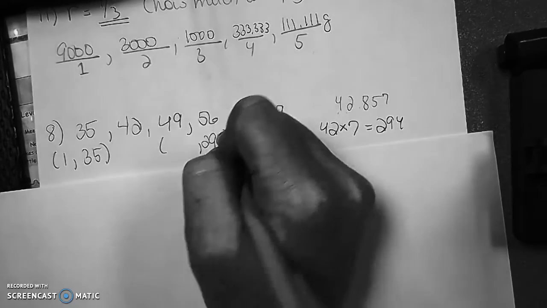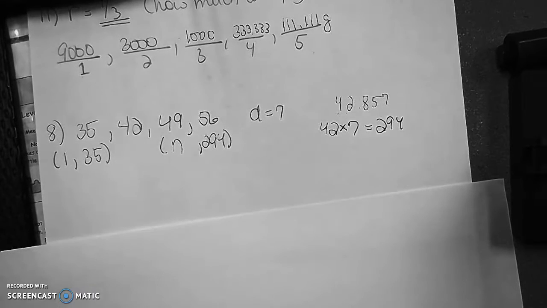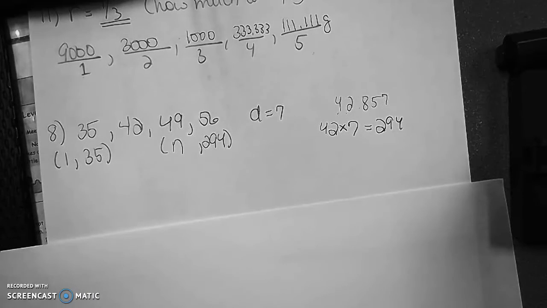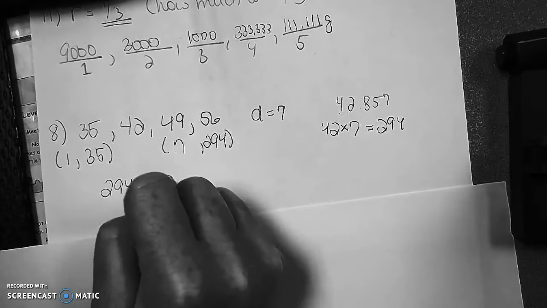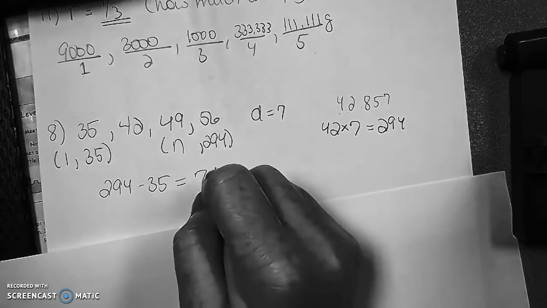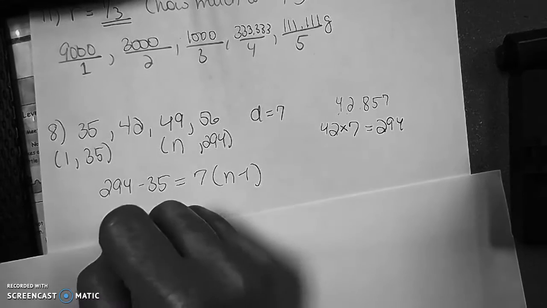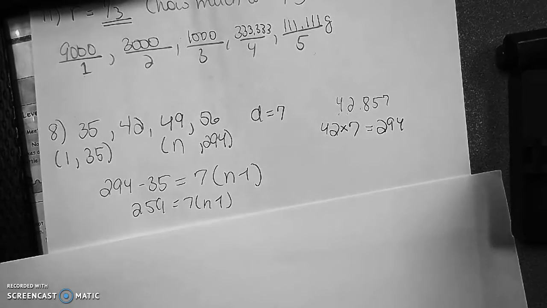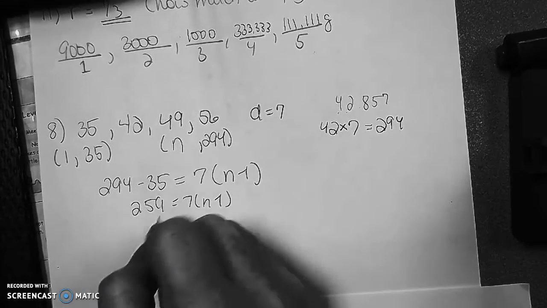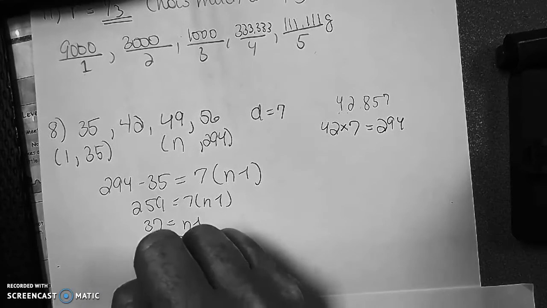So 294. One of the ways I can think about this is I'm figuring out what this n is, and so once again I can use point slope formula. So 294 minus 35 will equal the common difference, which is 7, times n minus 1. And so 294 minus 35 is 259. I'm going to divide that by 7. And I get 38.